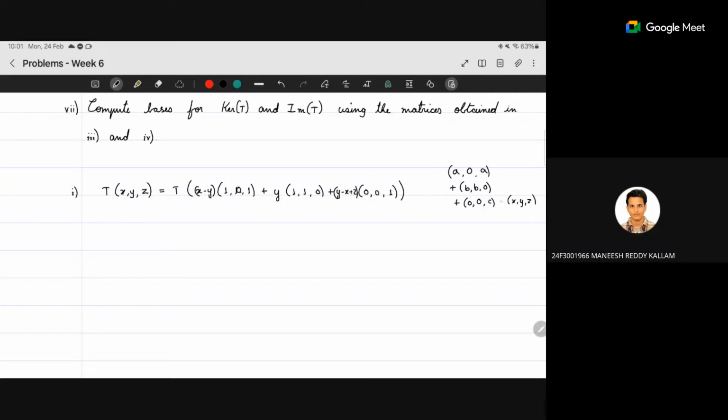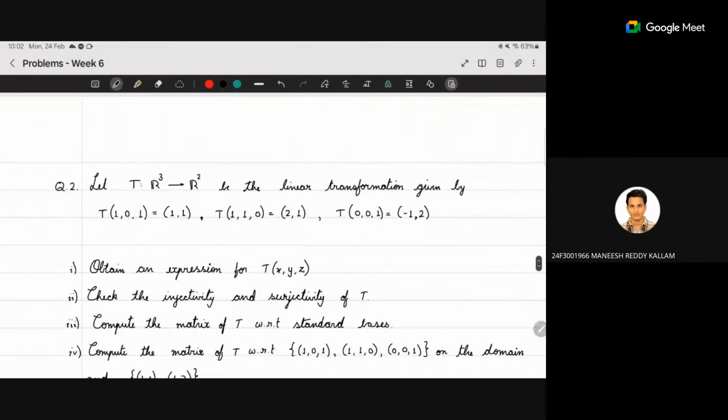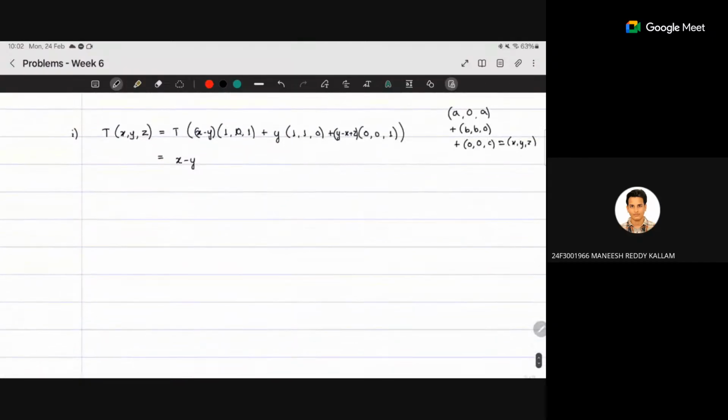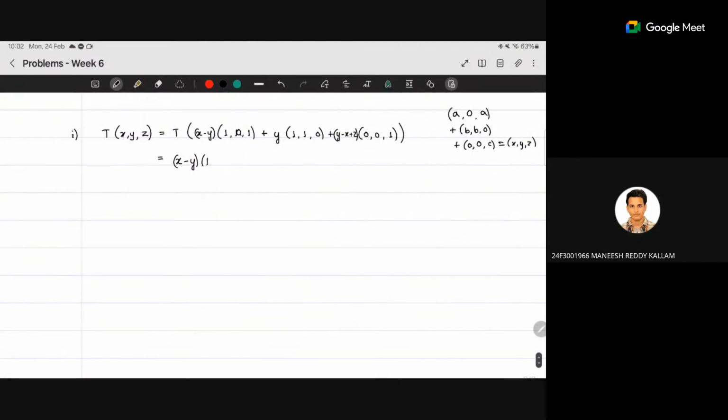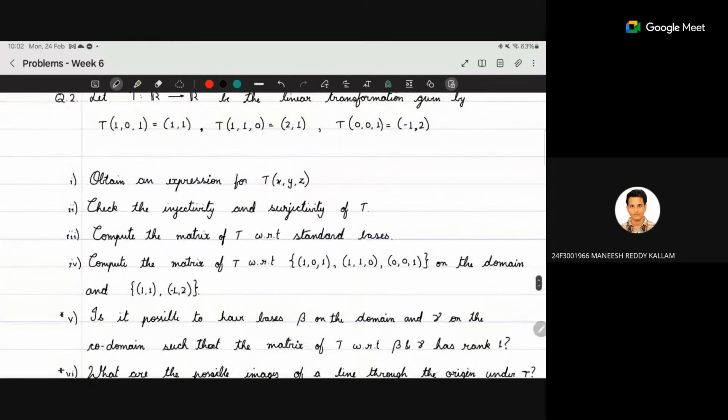Solve it in whatever way you want. You'll get x minus y times (1,0,1), which is (1,1,2,1,-1,2). You will have x minus y times (1,1), y times (2,1), z times, let's see, y times x plus z times (-1,2), was it? Minus 1, 2.